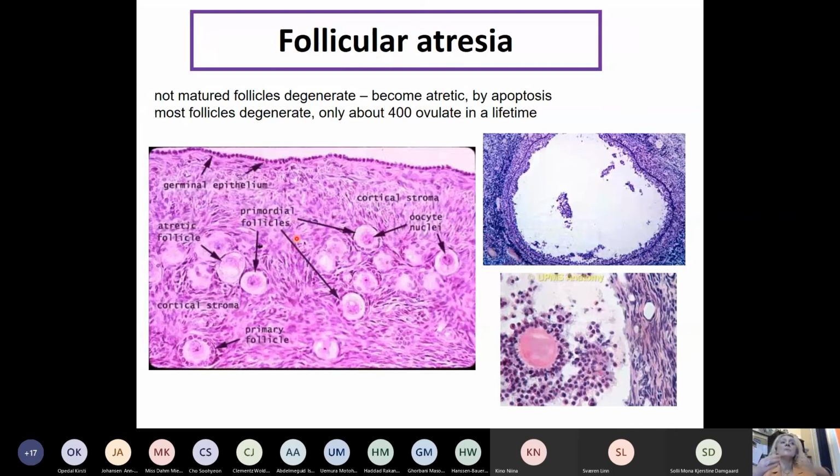As I mentioned, many follicles begin to develop, but only one reaches full maturity. All the other follicles will degenerate. This is what we call follicular atresia. They become atretic by apoptosis. And you can, of course, find these apoptotic or atretic follicles in the slide as well.